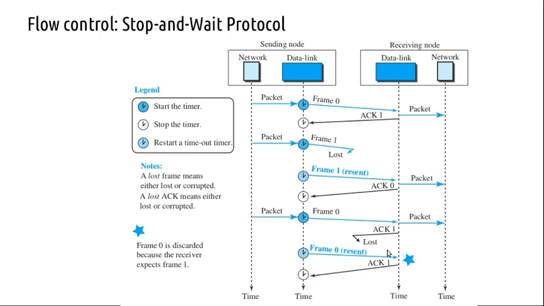So in this situation you discard the duplicate frame 0 and it again transmits ACK1, so that the sender can send the correct data frame with sequence number 1. So this is preventing duplication.